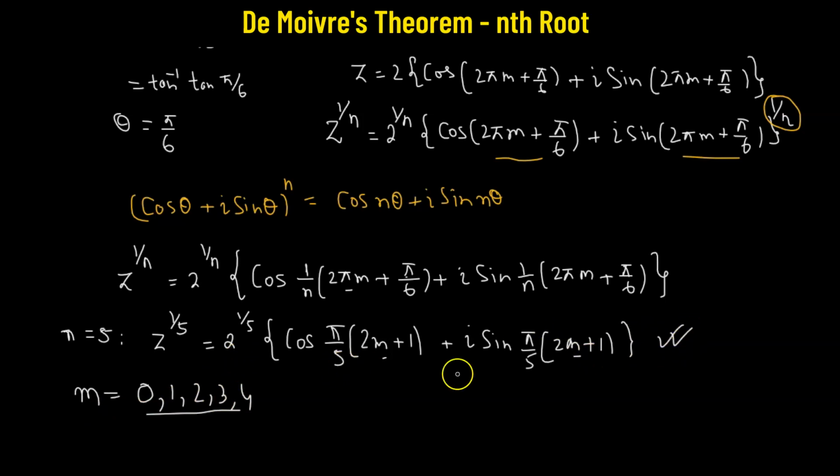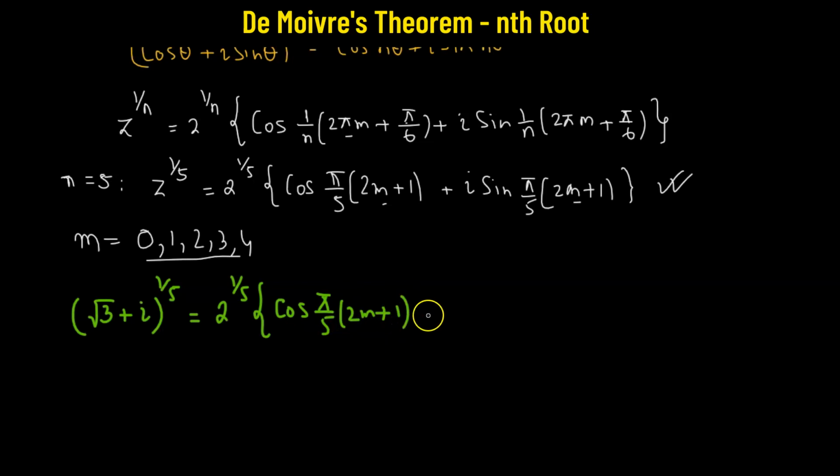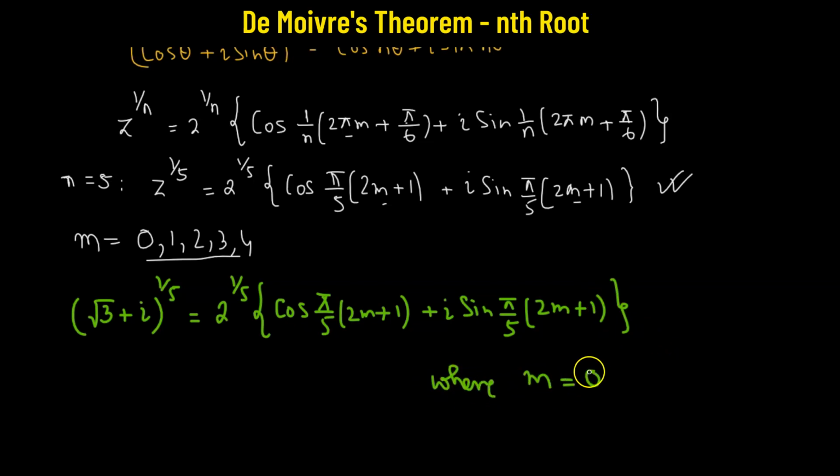So this is going to be the general solution, so let's replace everything. Our z is actually given by square root of 3 plus iota whole raised to the power of 1 over 5. So this general root will be 2 raised to the power of 1 over 5, whole thing multiplied by cosine of pi over 5 times 2m plus 1, plus iota times sine of pi over 5 multiplied by 2m plus 1, where m will be taking the values 0, 1, 2, 3 and 4. So this is going to be the fifth root of the given complex number.